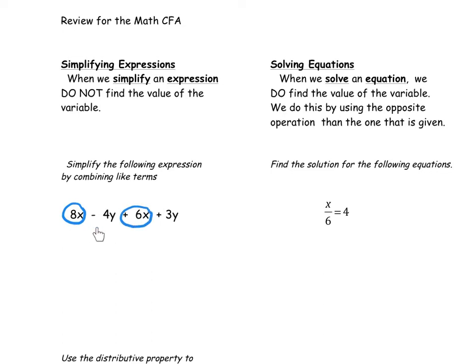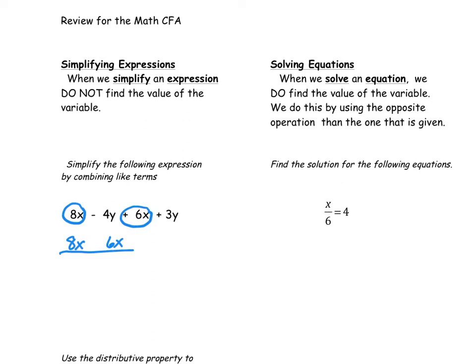And as I scan the problem, I don't see any other terms that have x in them. So I'm going to write two terms down on my line. I have a positive 8x and this positive 6x. These are called like terms.